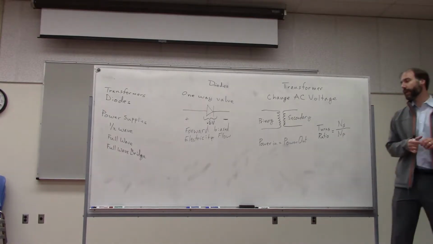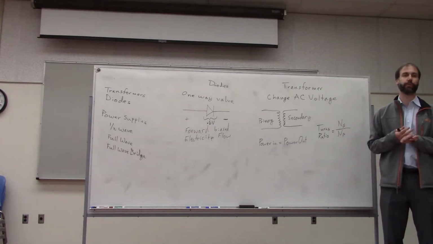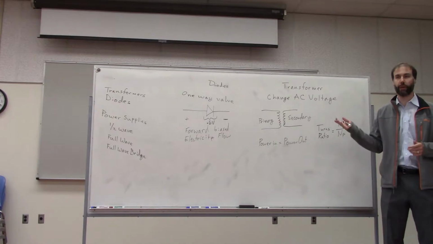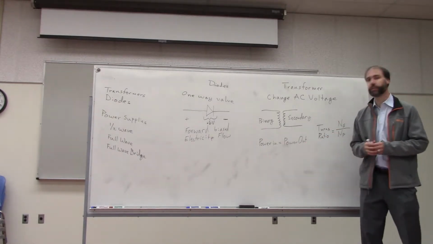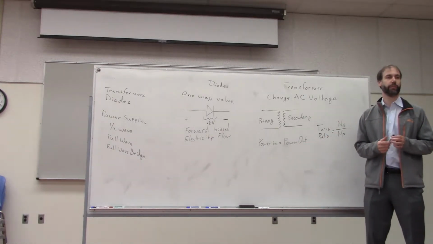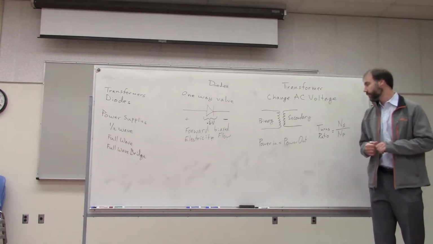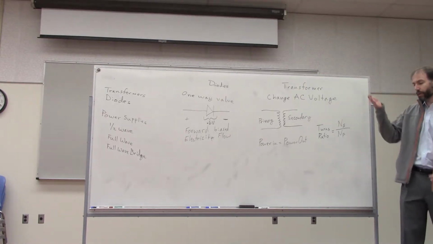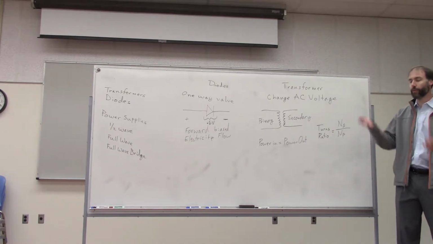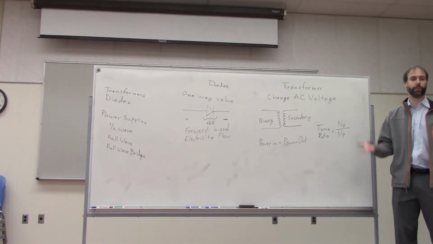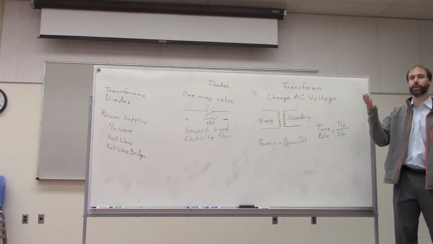But now we said that power is current times voltage. So if we get more voltage out and the power stays the same, what happens to the output current? Down. It goes down, exactly. So the voltage and the current go almost like a seesaw. When one goes up, the other one goes down.